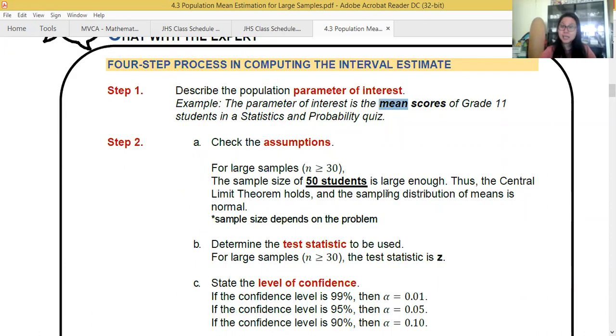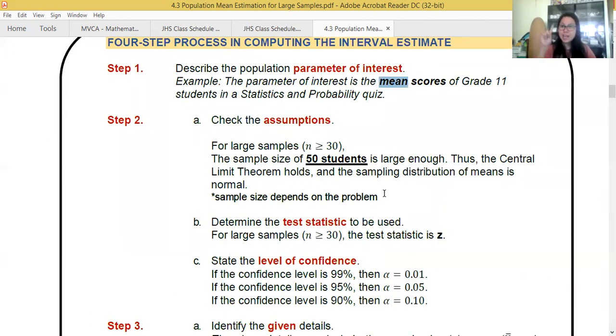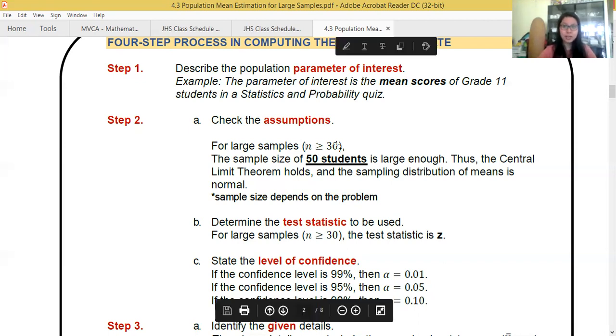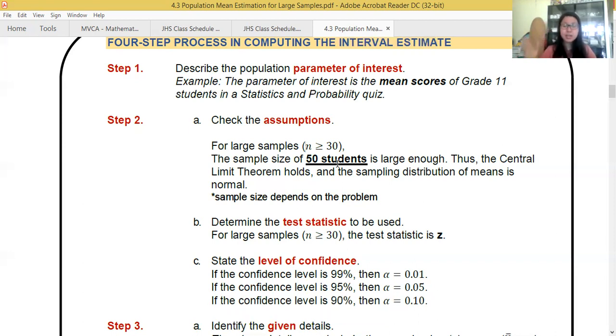Then step 2. In step 2, I made a mnemonic. It's A, T, C. A for assumption, T for test statistic, and C for level of confidence. Now, ma'am, is it necessary that step 1 should be in a sentence? It can be in a sentence or it can be in a phrase like mean score. It ends there. The next one. For the assumption, you really need to have it in a sentence. Now, when the sample size is 30 or more, it's for large samples. If it's less than 30, the sample size is small.